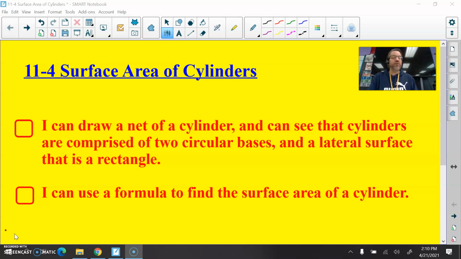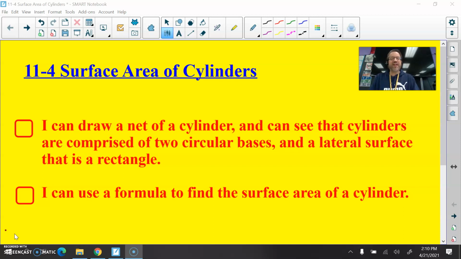And so we have two learning goals today. First learning goal, I can draw a net of a cylinder. Now remember, a net is just when you take a three-dimensional figure and you pull it apart and lay it out in a two-dimensional space. And I can see that cylinders are comprised of two circular bases and a lateral surface that is a rectangle. We're going to talk about that here in just a little bit.